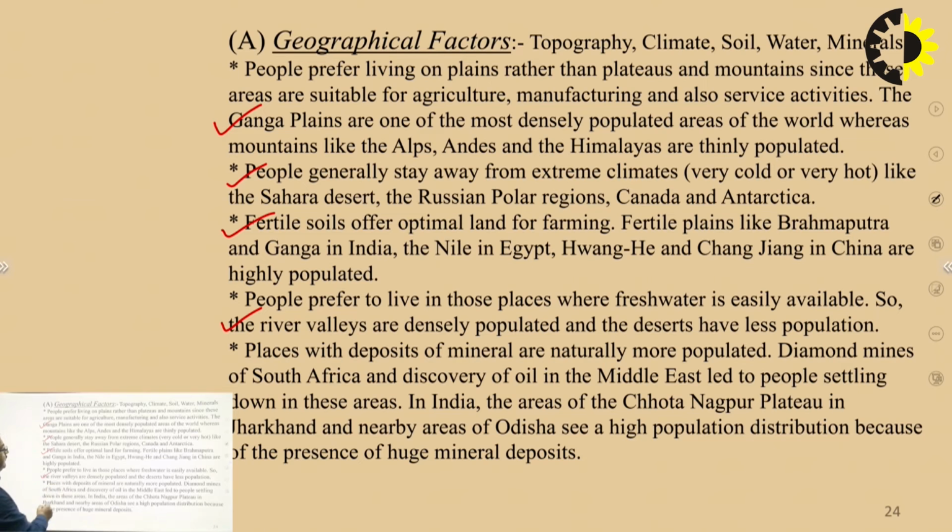Places with deposits of minerals are naturally more populated. Diamond mines of South Africa and the discovery of oil in the Middle East led to people settling down in these areas. In India, the Chota Nagpur Plateau in Jharkhand and nearby areas of Odisha see high population distribution because of the presence of huge deposits of minerals.